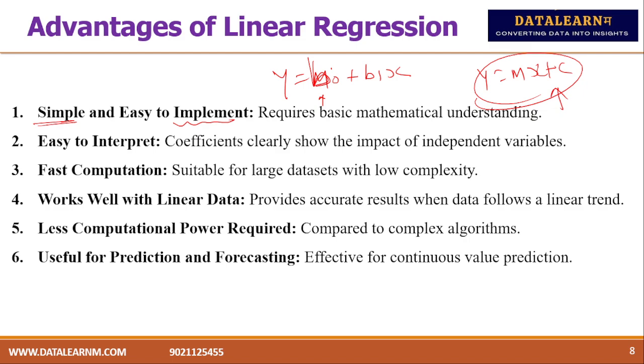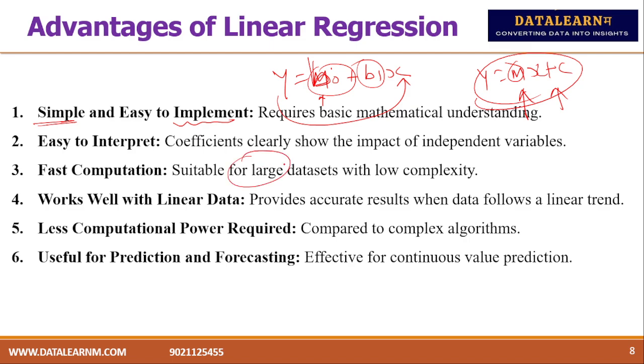It is very easy to interpret. Coefficients clearly show the impact of the independent variable. These two coefficients, m and c, or b0 and b1, give the relationship between input and output directly. Computation is very fast with low complexity. Whatever you are working on depends only on this equation, so there is no complexity.